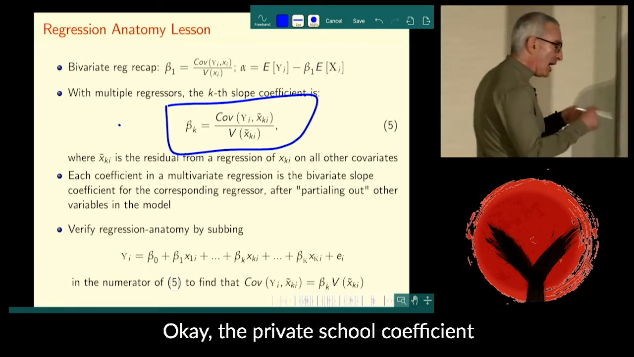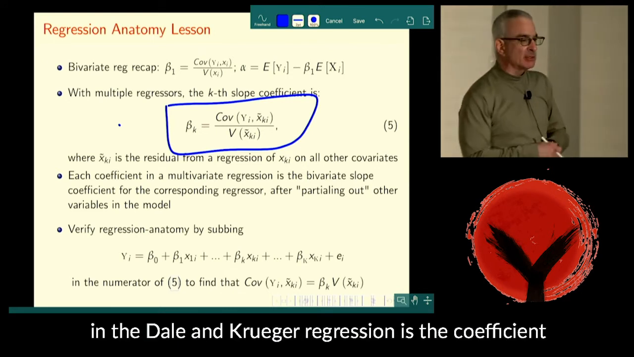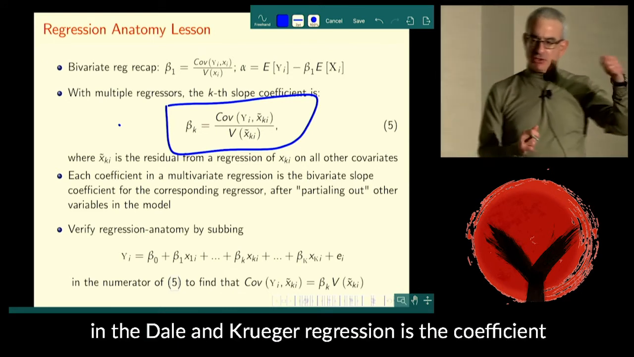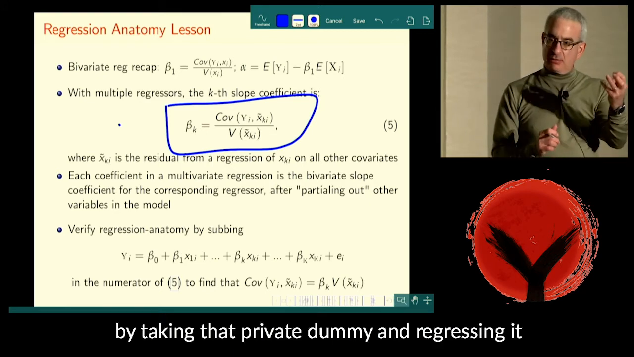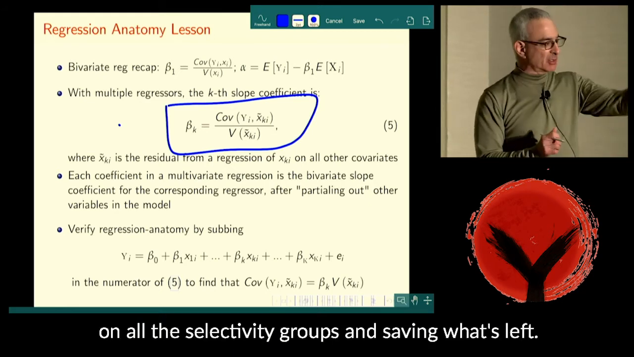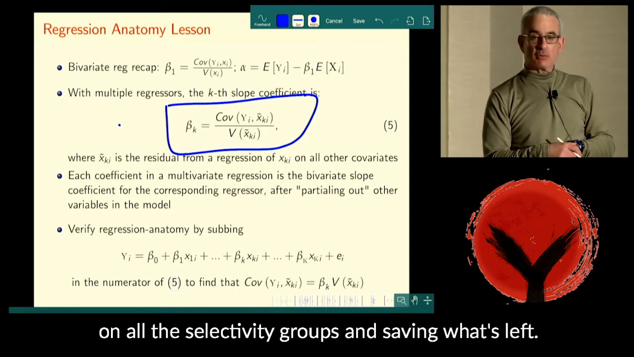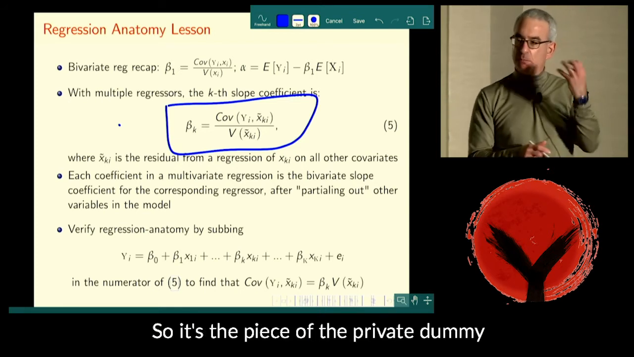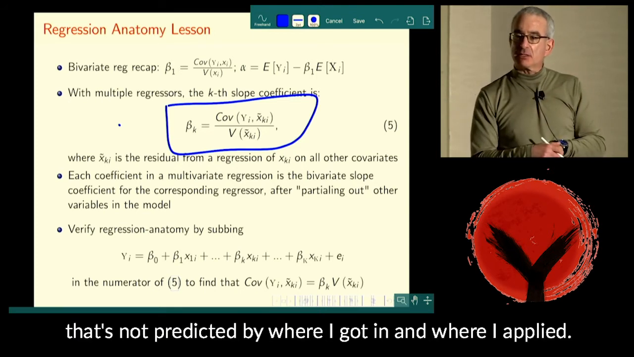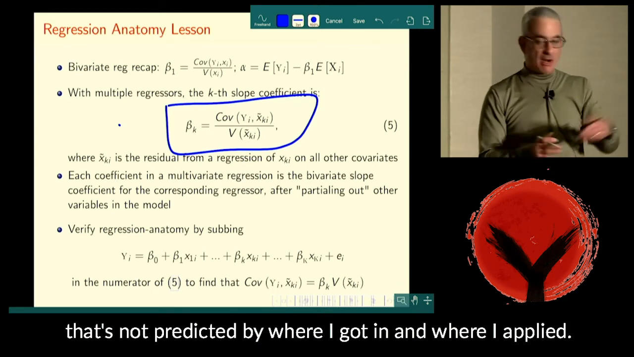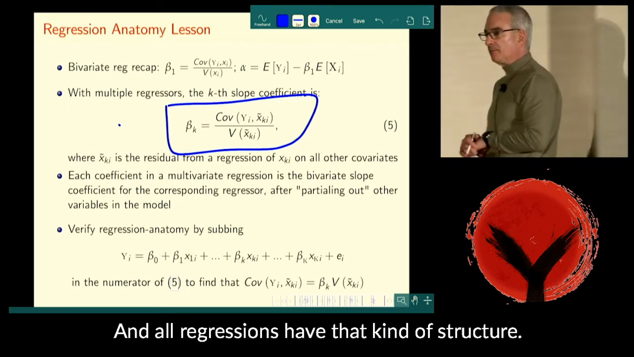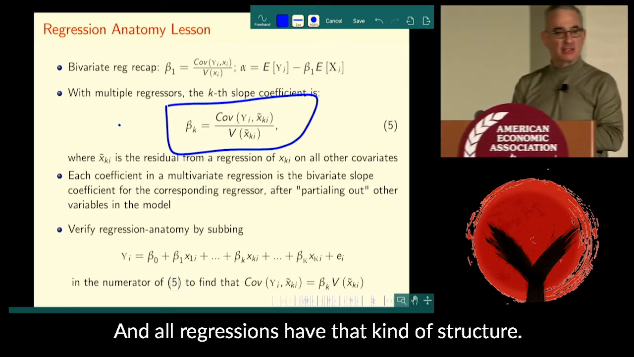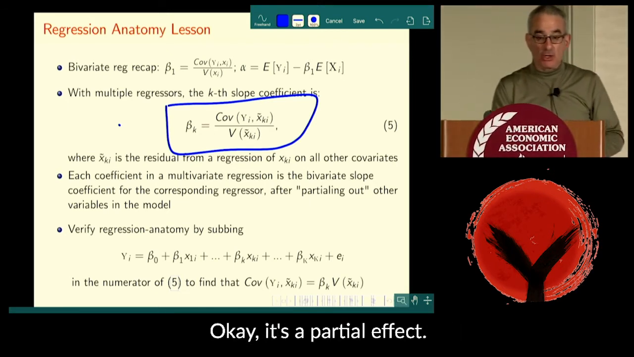The private school coefficient in the Dale and Krueger regression is the coefficient on the private dummy after I residualize by taking that private dummy and regressing it on all the selectivity groups and saving what's left. So it's the piece of the private dummy that's not predicted by where I got in and where I applied. And all regressions have that kind of structure. It's a partial effect.